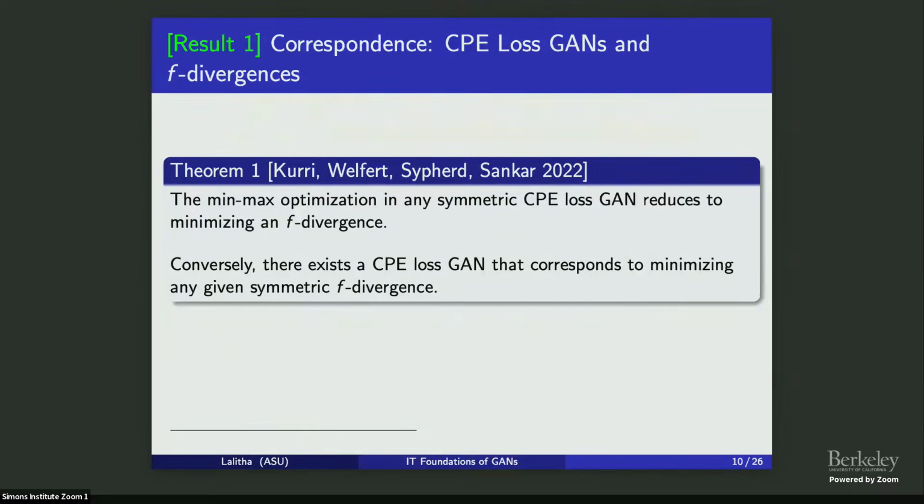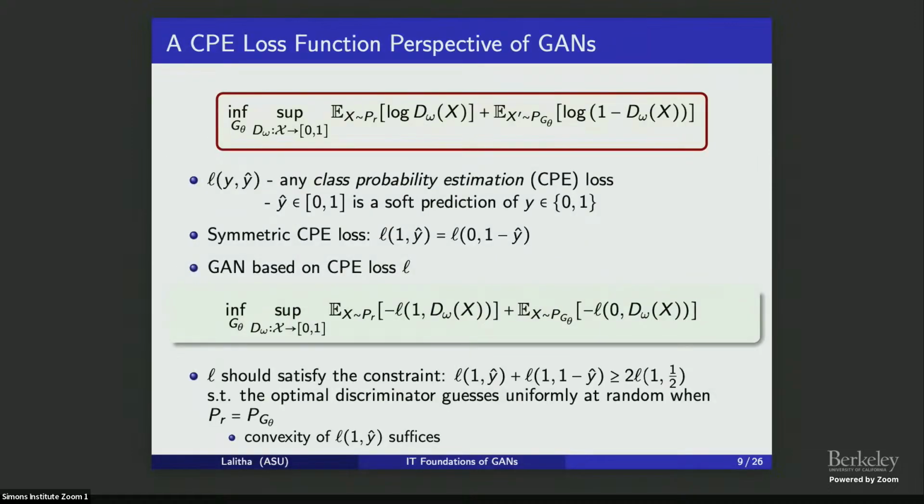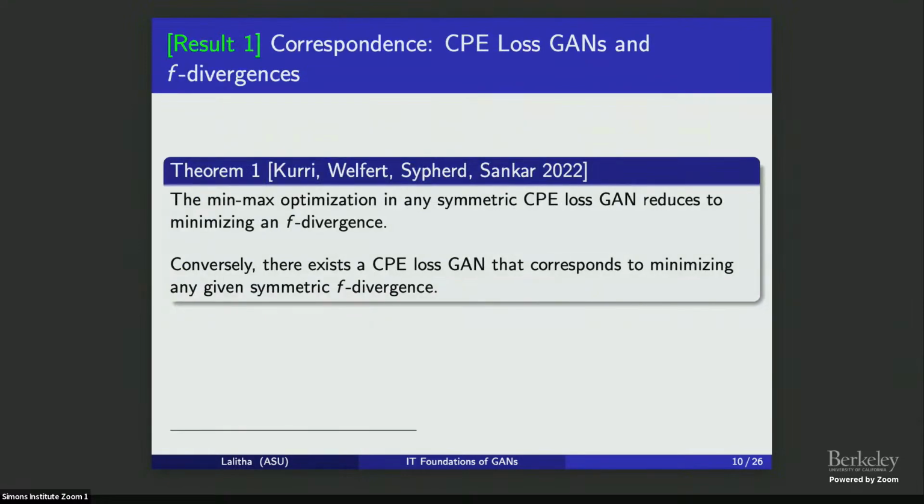So I'm going to give you our first result, which is that this min-max optimization that I showed you, for any symmetric loss as I defined, reduces to minimizing an F divergence. I started with losses, and what I'm telling you is that the inner optimization, the supremum over this loss formulation, is going to become an F divergence such that the overall optimization is an infimum over an F divergence. So you give me a loss, it is equivalent to minimizing an F divergence. You give me a symmetric F divergence, there exists a loss model for it.